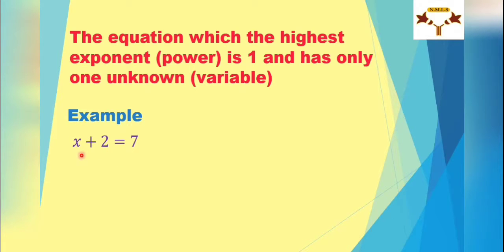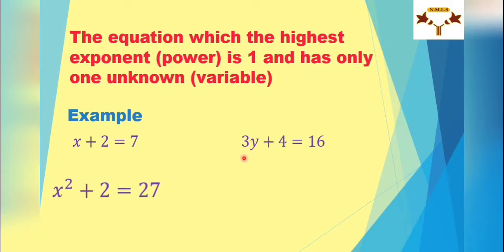And how many unknowns do you have here? I have only one unknown, which is x. In another example, I have 3y plus 4 equals 16. So the y is to the power 1, so this equation is of the first degree, and I have only one unknown, which is y, so this equation is of the first degree with only one unknown.